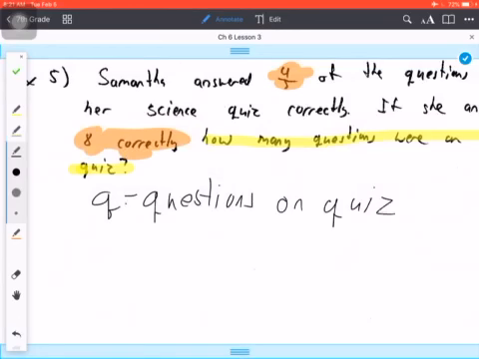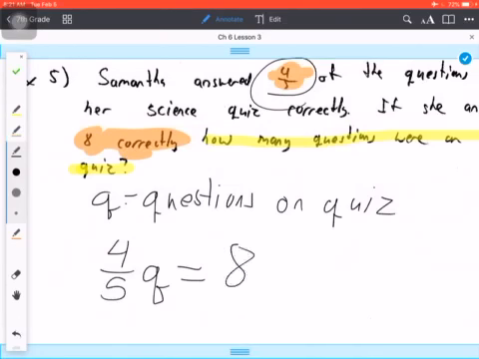Now, she answered 4/5 of the questions on the quiz correctly. So I'm going to start writing this equation. 4/5 of Q, that is 8. So now we have to solve to figure out how many questions are on the quiz. So that would be this Q here.